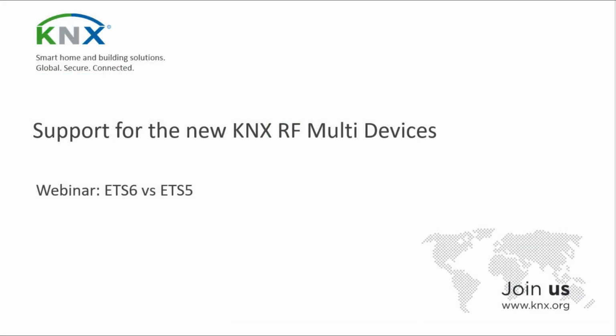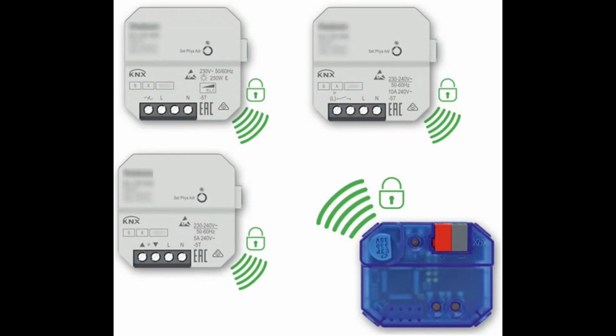One big system extension that is supported by ETS6 Professional is the new generation of KNX RF devices. KNX RF Multi, the latest wireless protocol for KNX, is a very reliable and robust wireless protocol for building control applications. RF Multi devices come also with additional advantages, such as mandatory security support and a very easy configuration, since all the frequency settings are automatically set by ETS6.